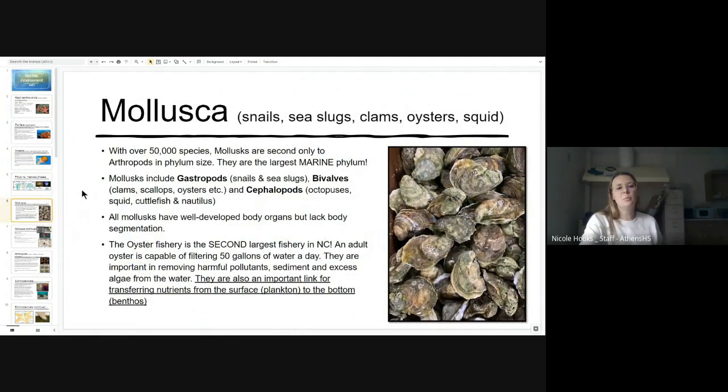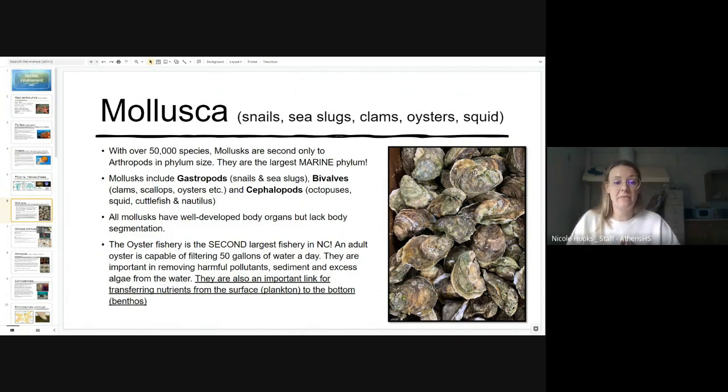All right, our next group is Mollusca. This phylum has 3 different groupings inside of it that you'll need to know the names of and which ones are which. They are the most large marine phylum that we have.